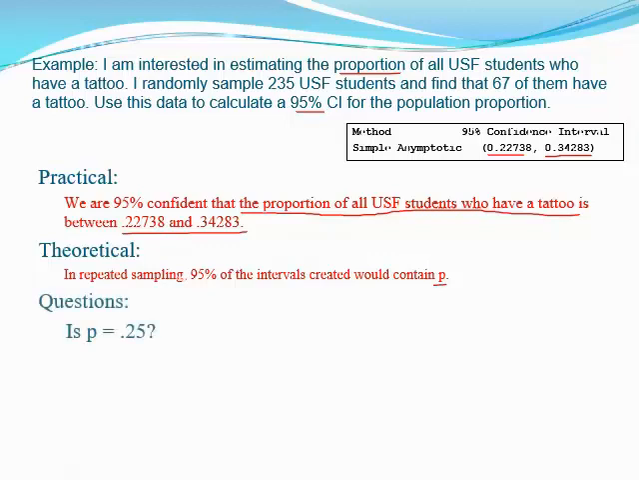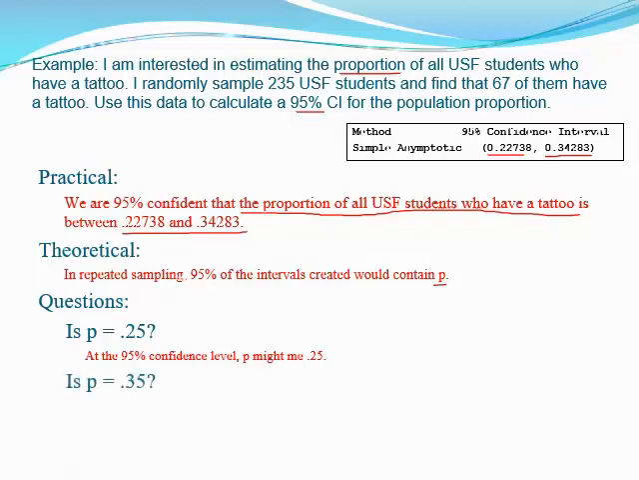I'm going to ask you some questions. What do you think? Is P equal to 25%? I read an article years ago that said the population proportion of all students that have a tattoo is 25%. What would you say if this was your interval? Notice the value of 25% falls inside my interval. Maybe. At the 95% confidence level, the proportion of all USF students that have a tattoo might be 25%. It might be 23%. It might be 30%. It might be 33%. Any value that I ask about that falls inside those endpoints is a potential value for P. I don't want to say it is 25% because it may not be. It might be.